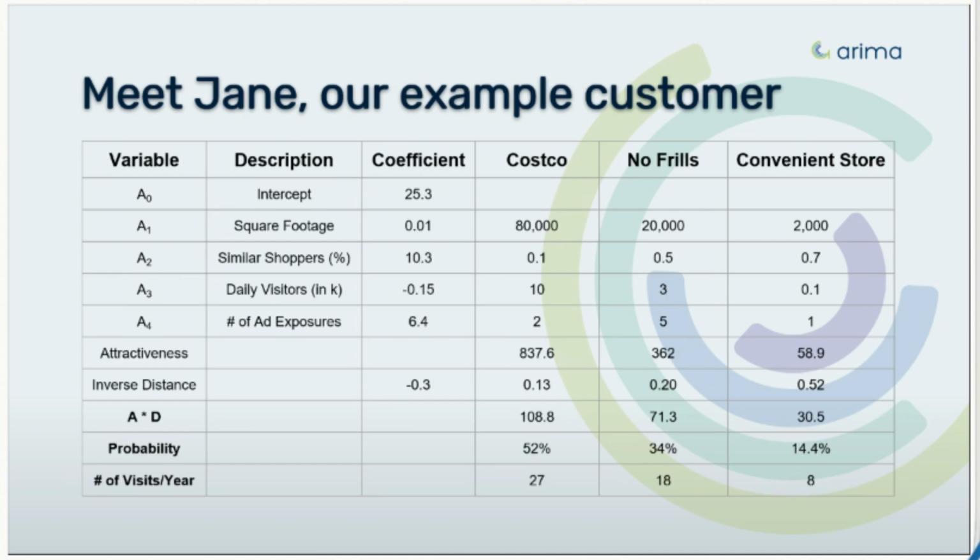Again, if you make the assumption that she visits some grocery stores every week, then multiplying that number by 54 gives you the average number of expected visits for a year. So in a year, on average, she'll go to Costco about 27 times, No Frills about 18 times, and her convenience store only about 8 times.